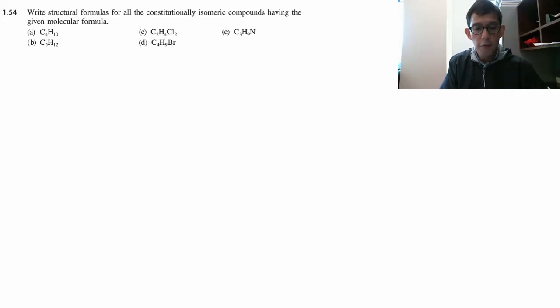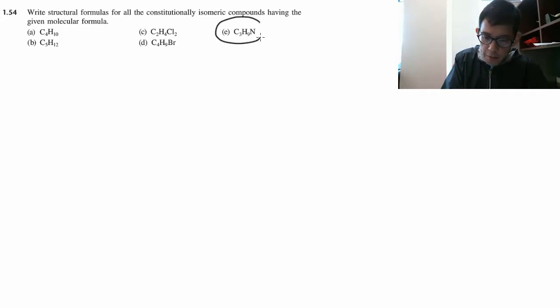Write structural formulas for all constitutionally isomeric compounds having the given formula. This time we're doing C3H9N.